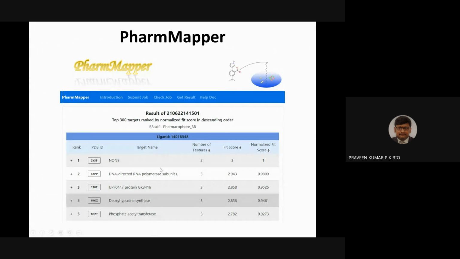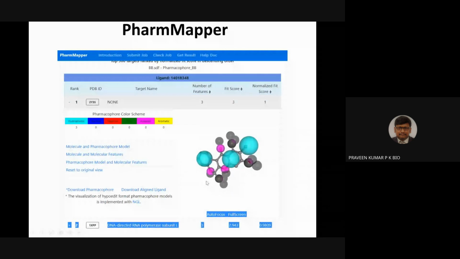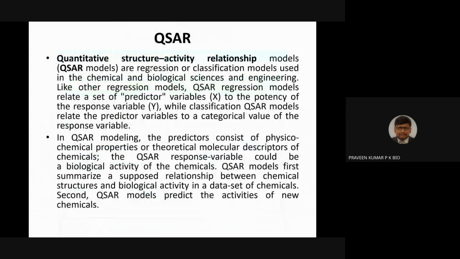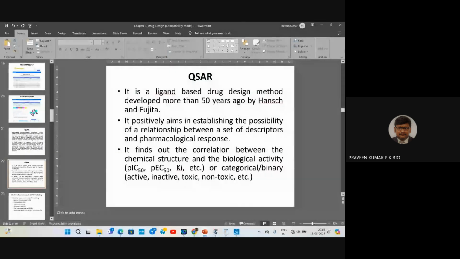You will get different target receptors, and you also get which receptor your drug binds best with. So this is the best fit with DNA-directed RNA polymerase. So whatever compound I used is the best for treatment of RNA viruses. That's what I got. Likewise, you have the PharmMapper, another tool like Zinc Pharmer. I think I already explained to you about the QSAR here.